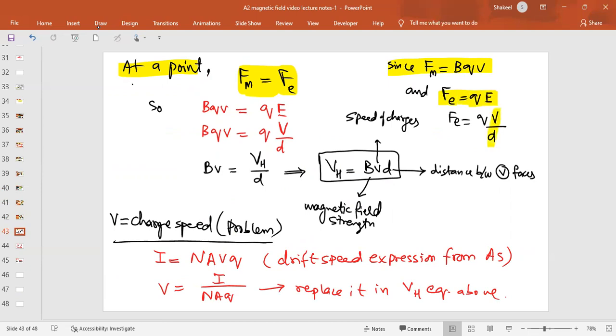Furthermore, this E is equivalent to V over D, where V is the potential difference between the faces and D is the separation between the faces. This is from AS electric field. Okay, now you have to insert the values.